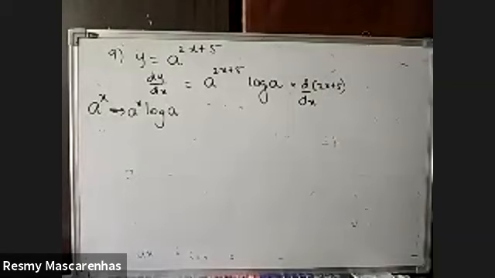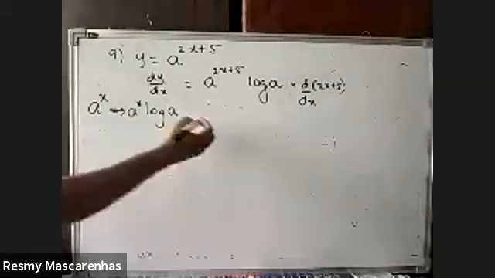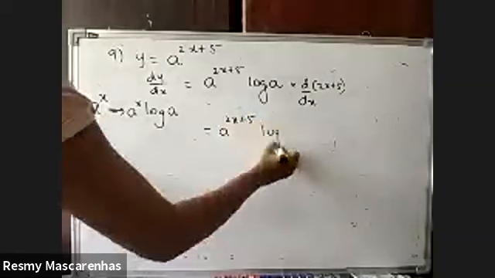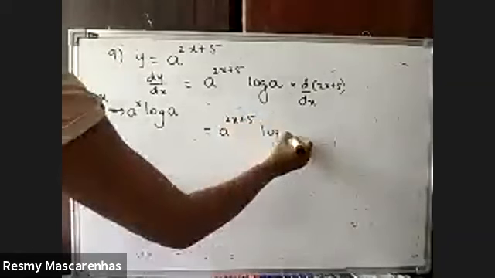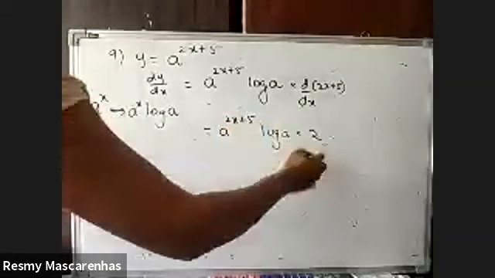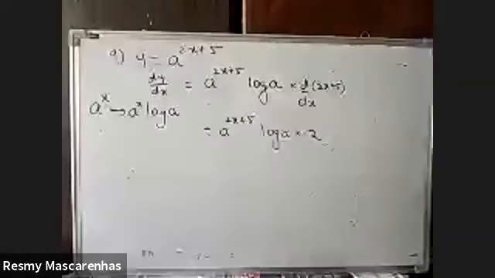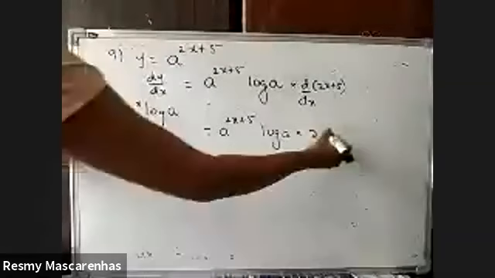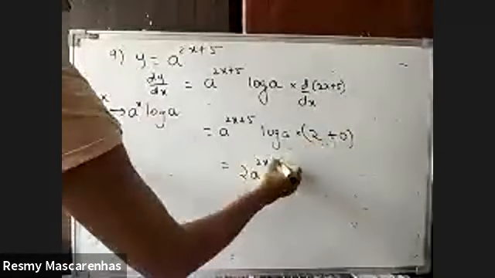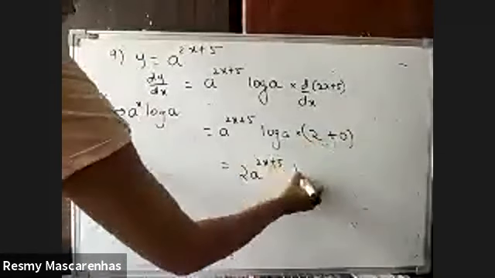So this will be a raised to 2x plus 5 into log a. The derivative of this will be 2, and 5 will become 0. So this will be our answer.